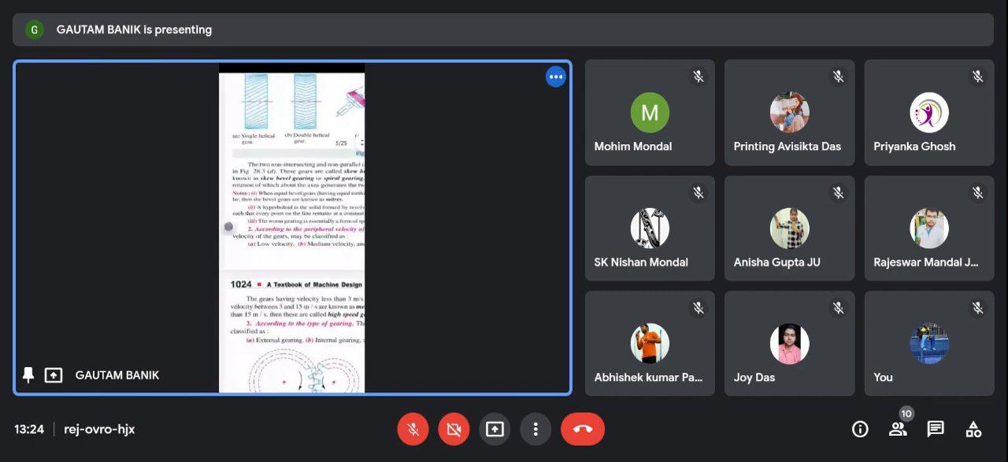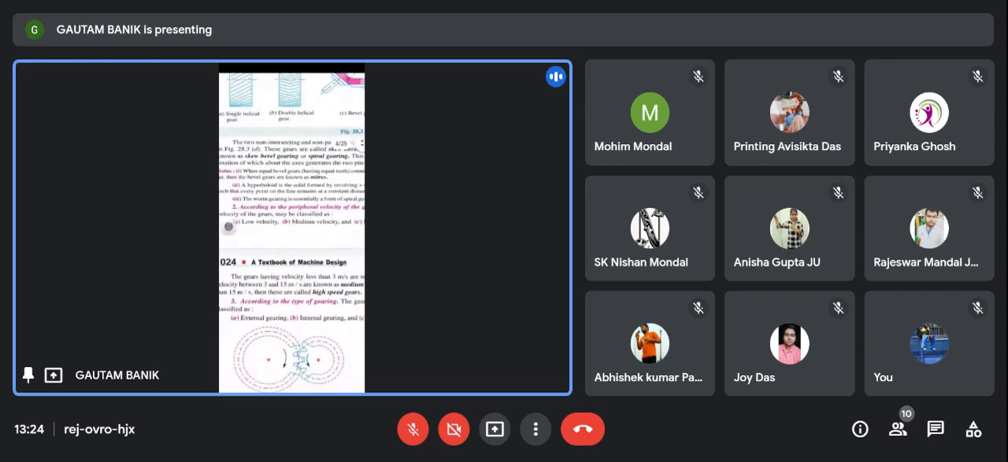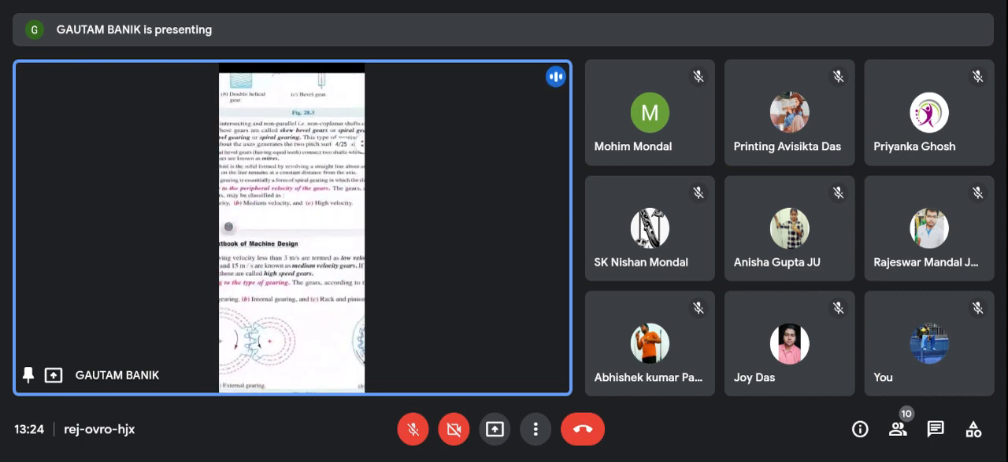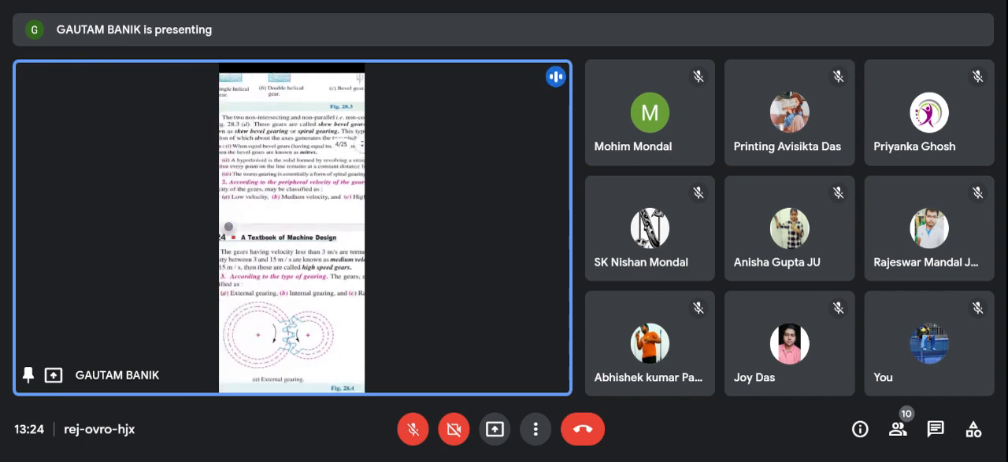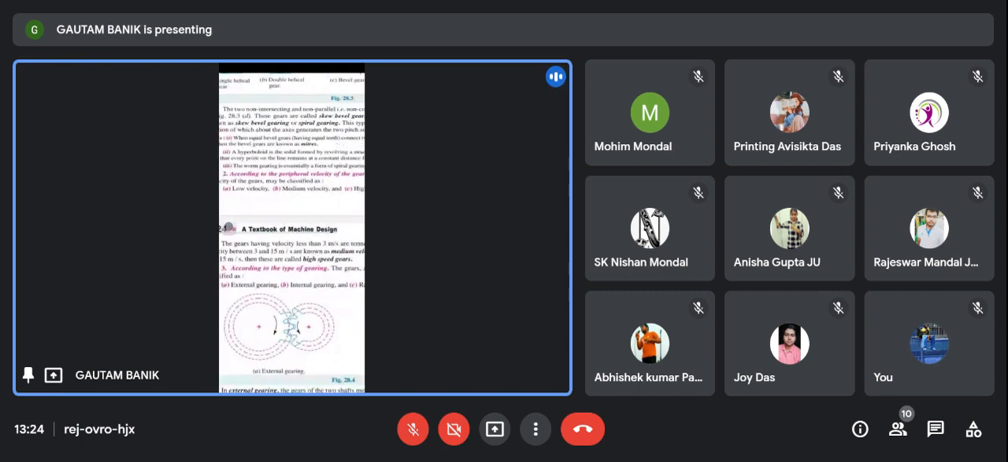Now, number two is according to their peripheral velocity. According to the peripheral velocity, the gear is classified into three types: low velocity, medium velocity, and high velocity. That may be in the case of spur gear, bevel gear, helical gear, etc. Velocity is controlled by the amount of torque transferred.